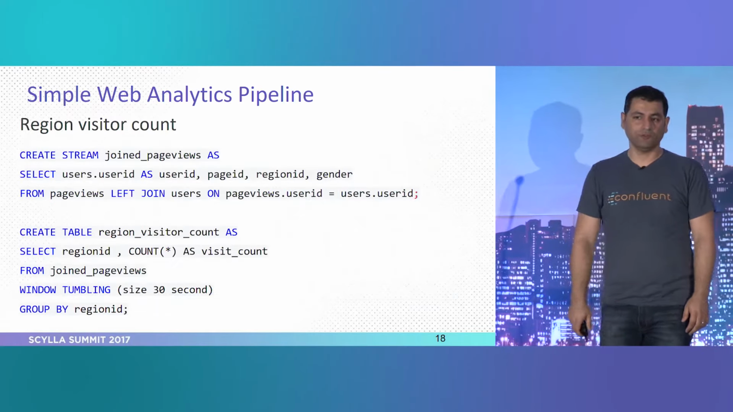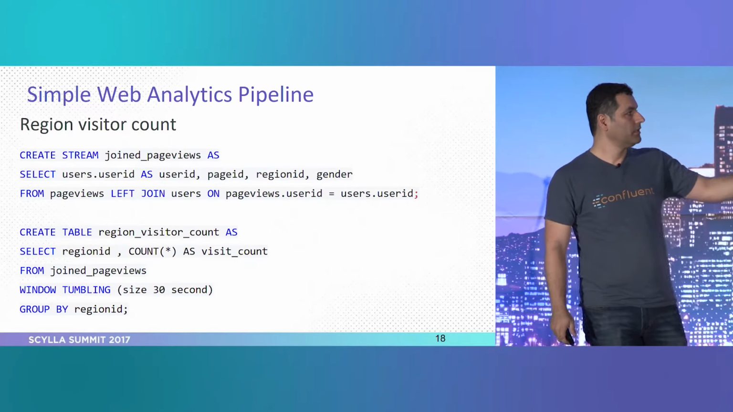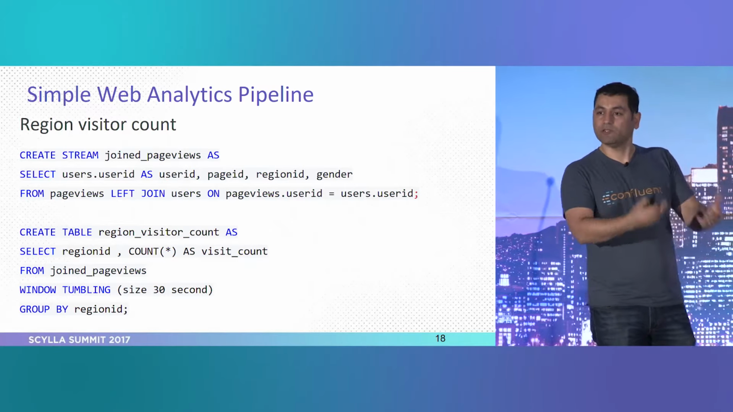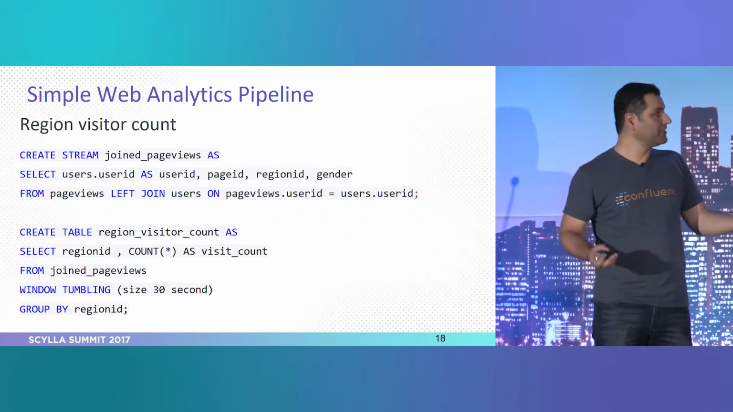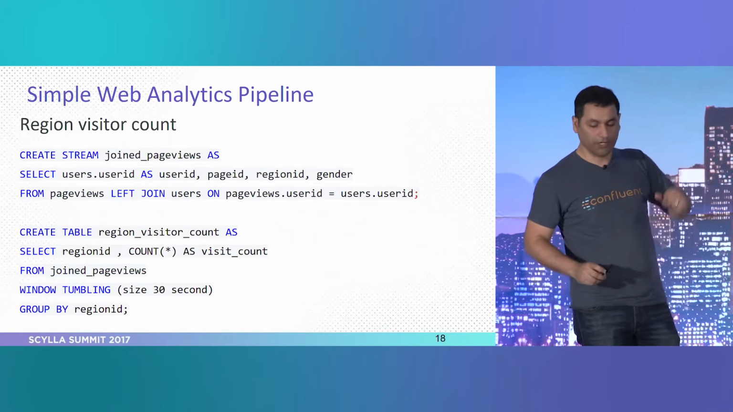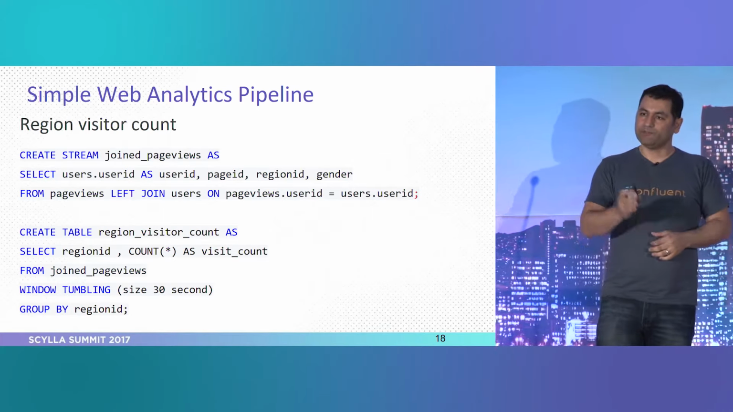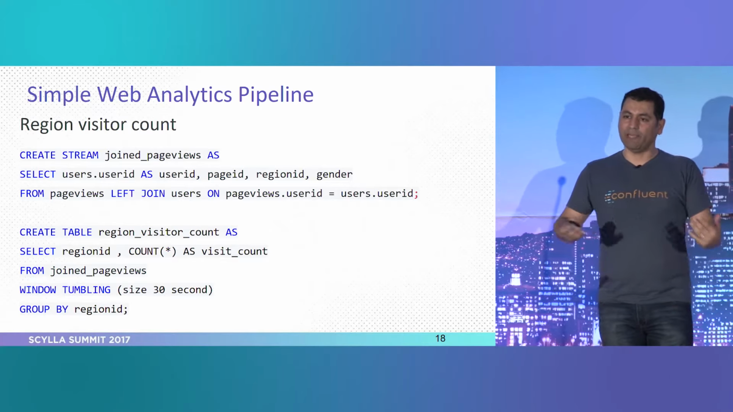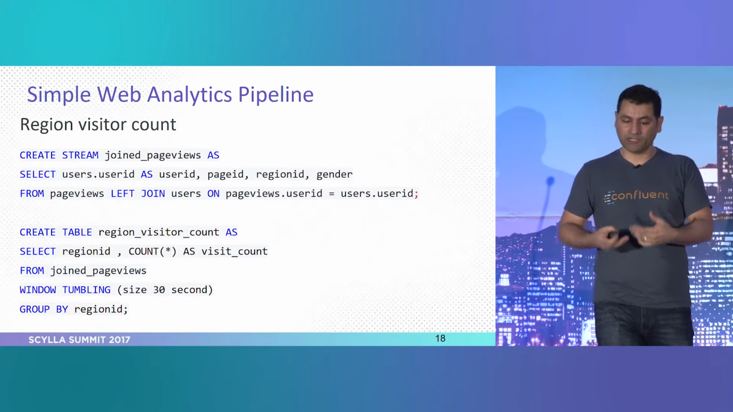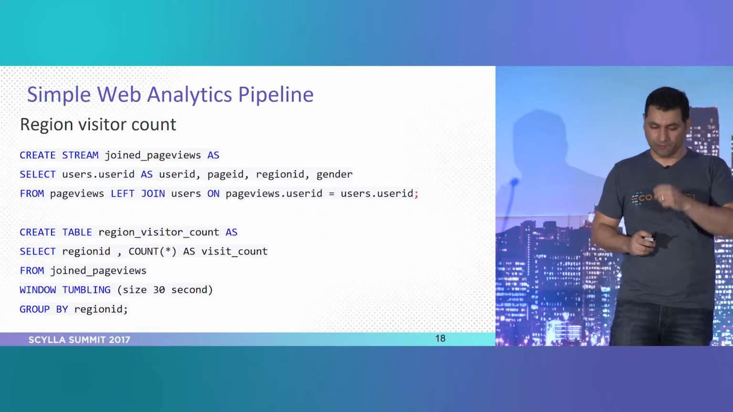Now that we have those two streams and tables, we can start doing stream processing. The first thing that I'm going to do is a join between the page view and users, so to enrich my page view stream. So I'm going to create a new stream called the join page views.